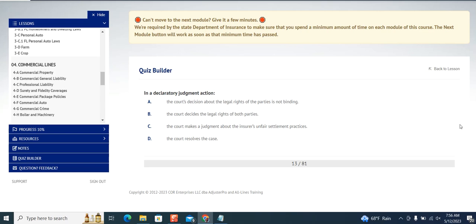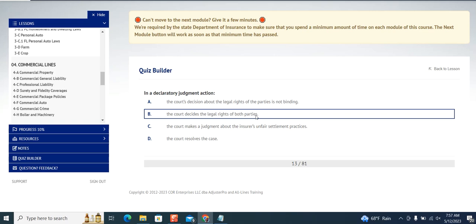I don't think it's A either. The court decides the legal rights of both parties. I'm gonna go with either B or C. It's kind of like a guessing game because you have to literally memorize the definition to get it right, and I don't remember the definition. The court makes a judgment about the insurer's unfair settlement practice. The court decides the legal rights of both parties. Man, I'm gonna go with B.